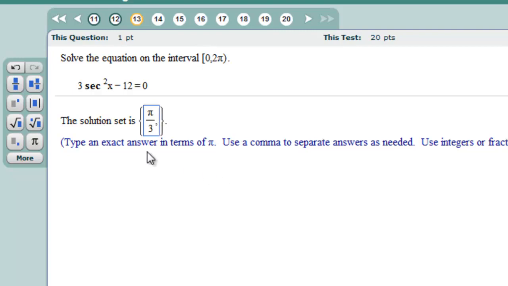So I'll put a comma, and then add a new fraction. So 2 pi/3. And I will continue this process, adding the other solutions to the problem until I have, in my case, 4 solutions, which is what I think the correct answer should be. And then I'm ready to submit the answer.